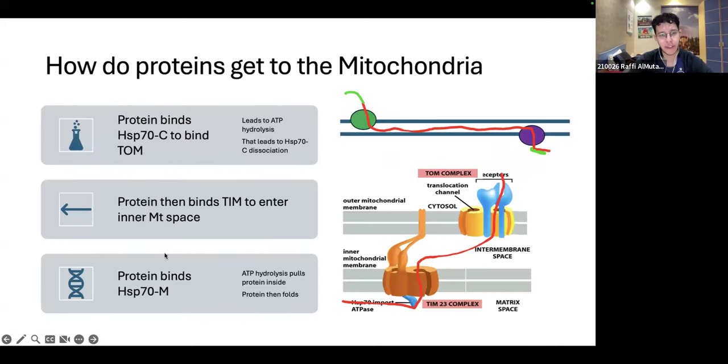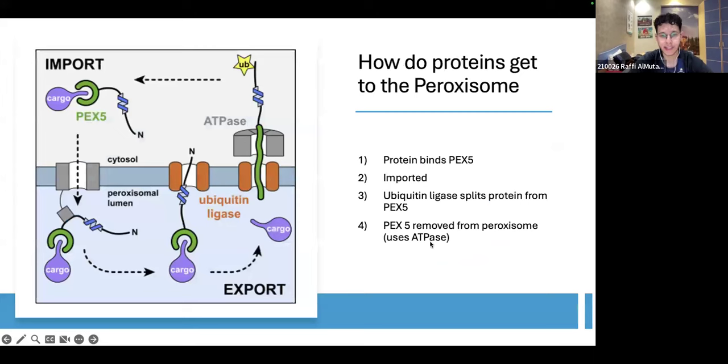Tom and Tim have an HSP70. The HSP70 provides ATP hydrolysis. This allows the protein to move. Simple enough to remember? Perfect. Okay. Now, the last site we need to talk about is how proteins get into the peroxisome.